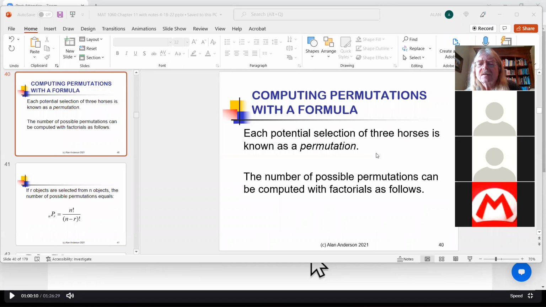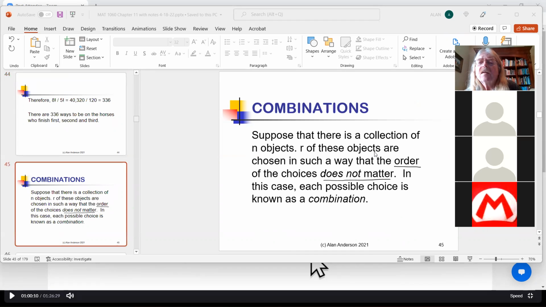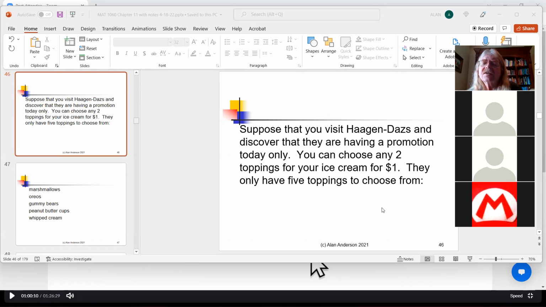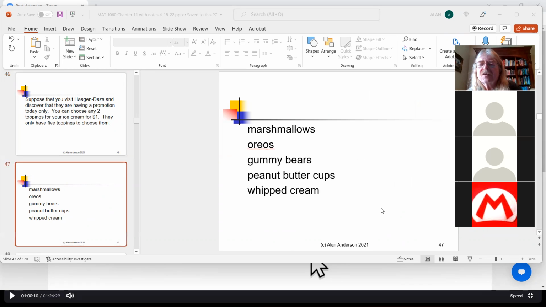And then we introduced combinations, where the order of selection does not matter. Okay, so the example we used was the toppings with the Haagen-Dazs ice cream. We were given the option to pick 2 of the 5 available toppings for ice cream. And in this case, the order of selection doesn't make any difference, because if I pick, for example, marshmallows followed by Oreos, I'll get the same result as if I pick Oreos followed by marshmallows. Either way, the toppings will just be dumped on the top, and it makes no difference whatsoever to my ice cream what order they're put on. So therefore, each choice that I have is a combination.